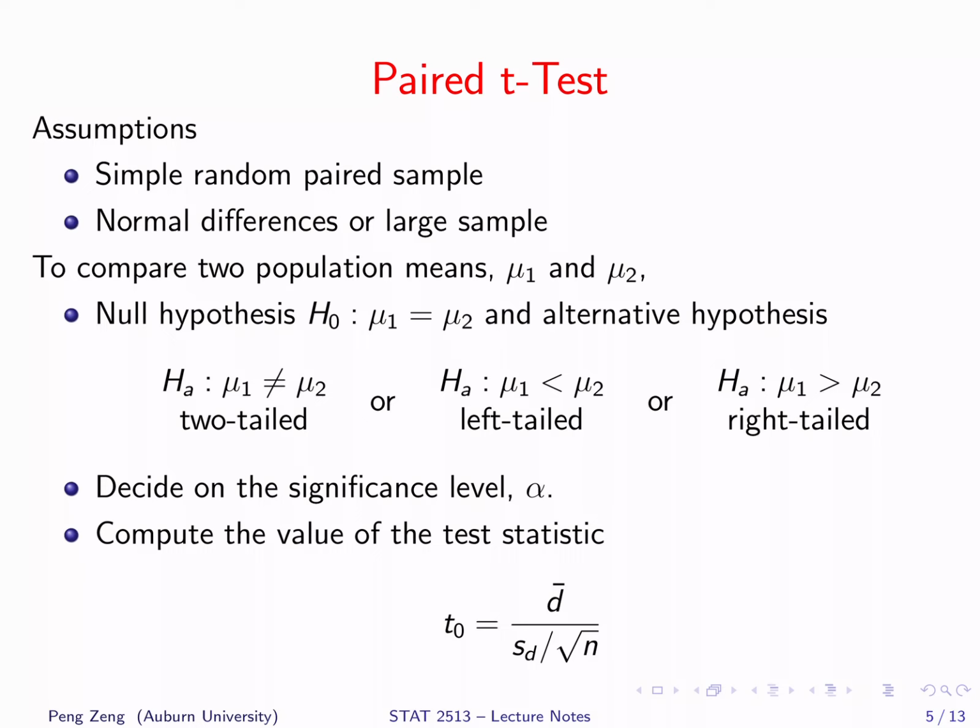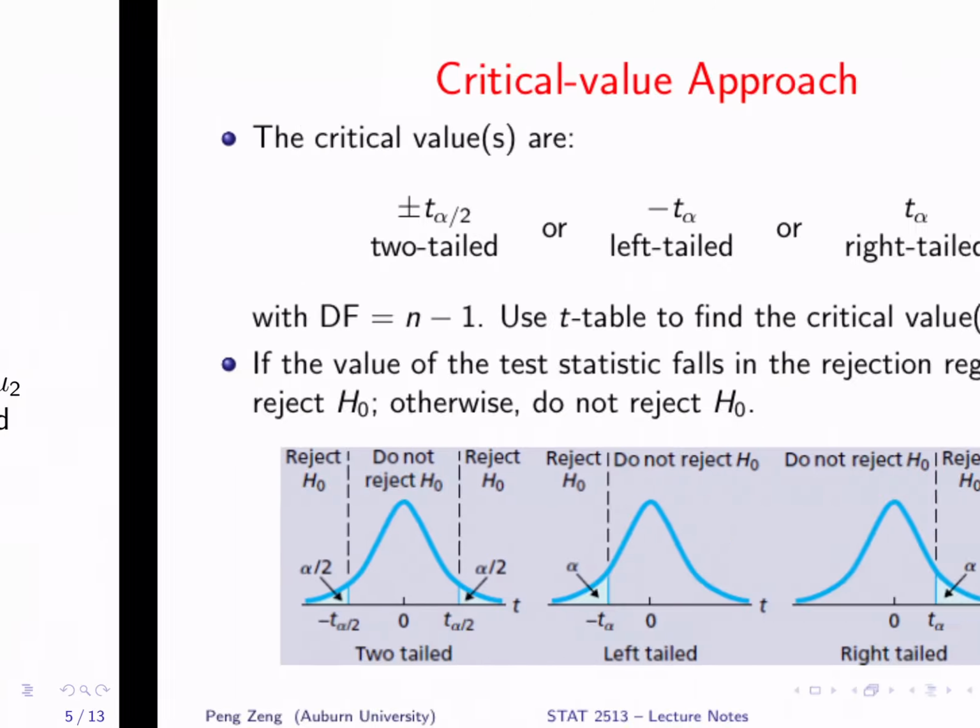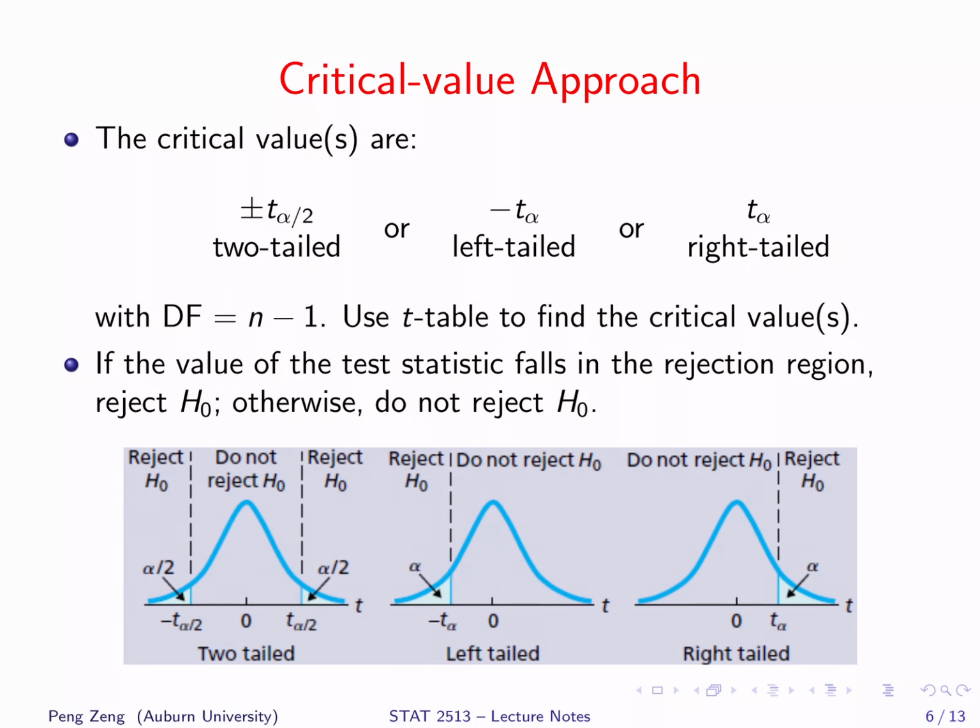We can compute the test statistic as T0 equals D bar over SD divided by square root n. Here, D bar is the average of differences, and SD is the sample standard deviation of differences. We can continue with the critical value approach or p-value approach.